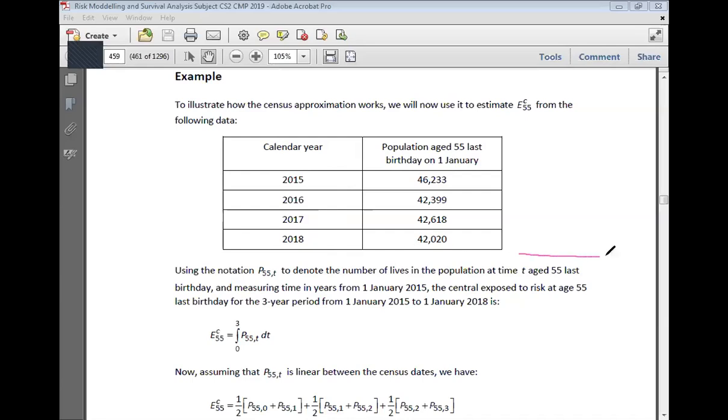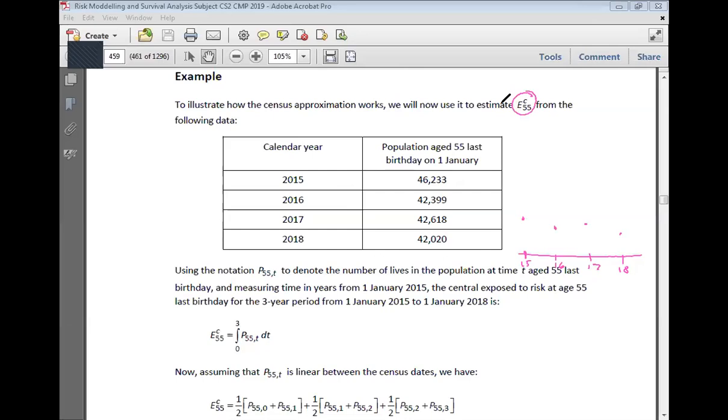If, let's say, I plot a number line for 15, 16, 17 and 18, I know how many people aged 55 at last birthday were alive at each point in time, which is let's say some 46, then some 42, then again some 42, and then again some 42. So let us say this is the line that you will get for people aged 55 in each of these years. Okay, and now what we need to figure out is the value of this thing.